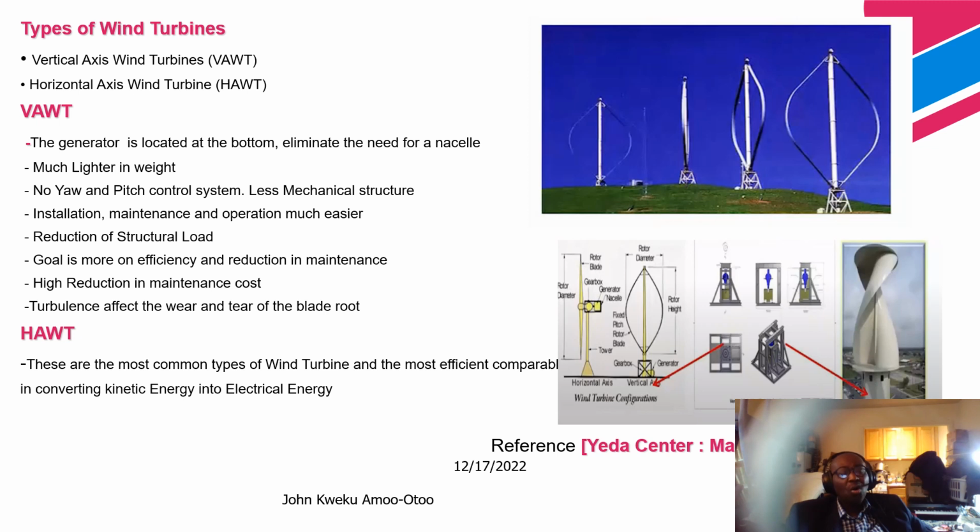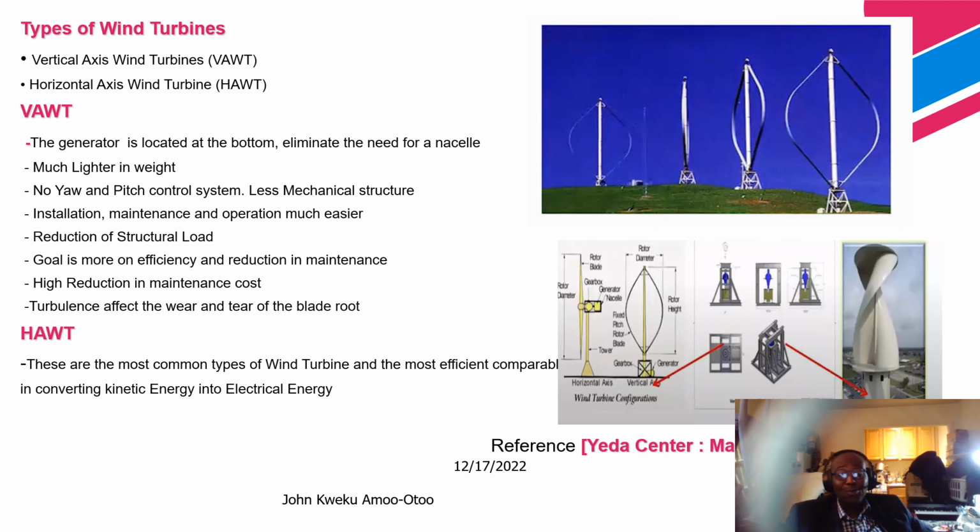Also, there is no yaw or pitch control system. Like I made mention, the yaw and pitch control systems are utilized in the horizontal axis wind turbine. And what is the goal there? We utilize the yaw system basically to redirect the blade when the wind direction changes. And we utilize the pitch control system to regulate the speed of the shaft of the turbine and the generator. Also, there are fewer mechanical structures, as you can see from the picture.